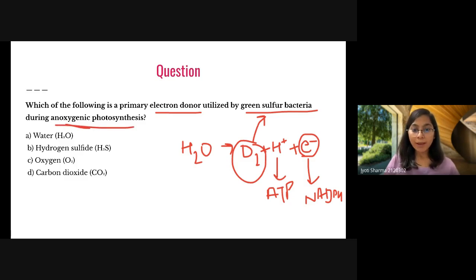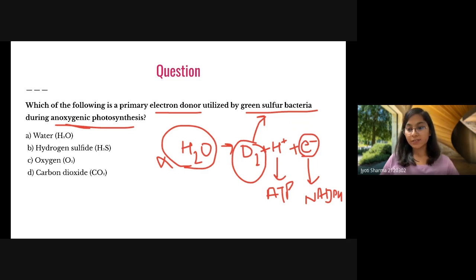So in spite of this, this will not be here. So what kind of molecule will be utilized in green sulfur bacteria so that there can be photosynthesis, but that photosynthesis will be anoxygenic. So the question is, which of the following is the primary electron donor utilized by green sulfur bacteria during anoxygenic photosynthesis? And we have four options: water, then hydrogen sulfide, then oxygen, and carbon dioxide.